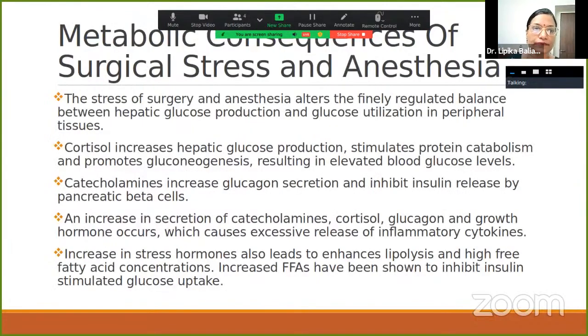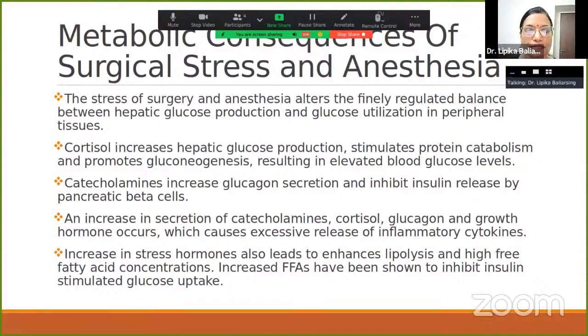So what are the metabolic consequences of surgical stress and anesthesia in these patients, which can give rise to a rise in blood sugar level? As we know, the stress of surgery and anesthesia alters the finely regulated balance between hepatic glucose production and glucose utilization in peripheral tissues, that is gluconeogenesis and glycogenolysis. Cortisol increases the hepatic glucose production, stimulates protein catabolism, and promotes gluconeogenesis, resulting in elevated blood glucose level. So cortisol and the catecholamines are the main agents which cause the rise in sugar in the metabolic pathway.